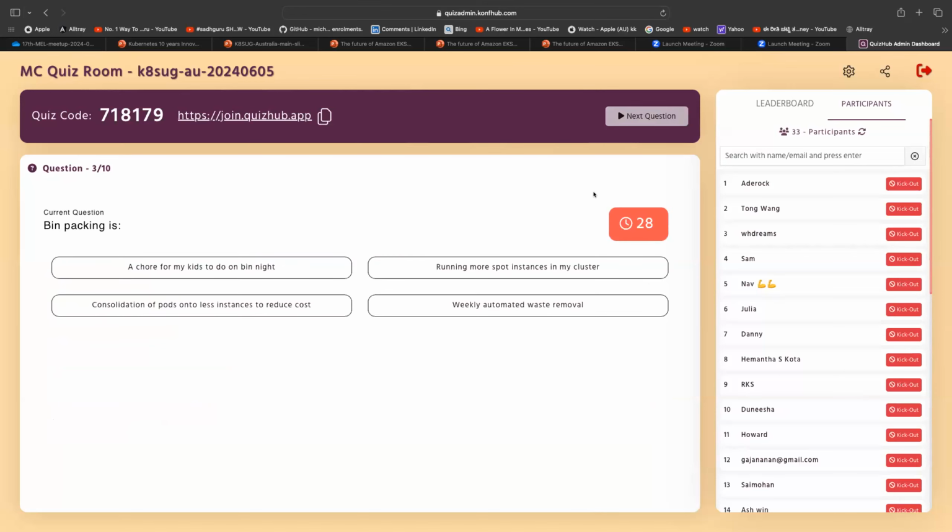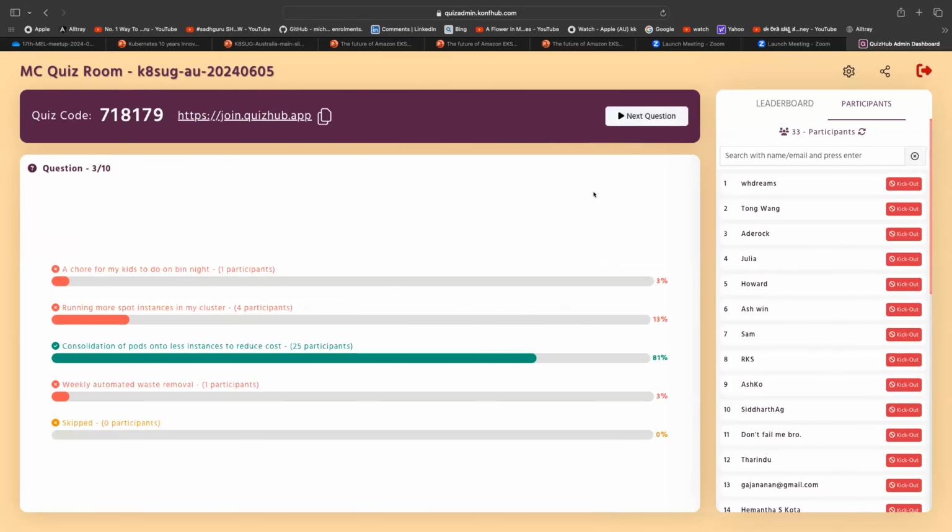Question 3: bin packing is, so this might be tough, is it a chore for my kids to do on bin night, running more spot instances in my cluster, consolidation of pods onto fewer instances to reduce costs, or weekly automated waste removal? Yeah, so it's a long one. It was consolidated pods.